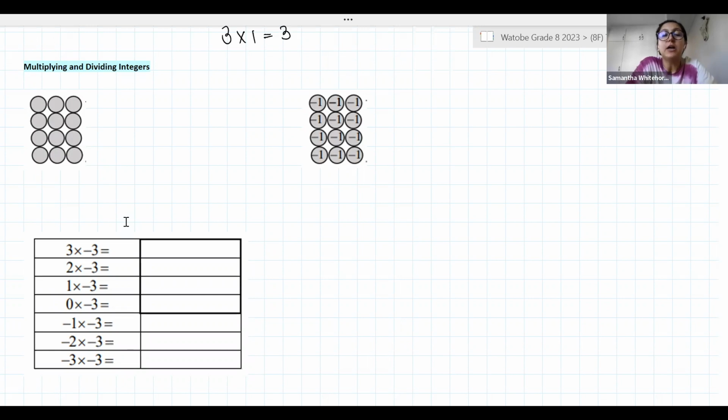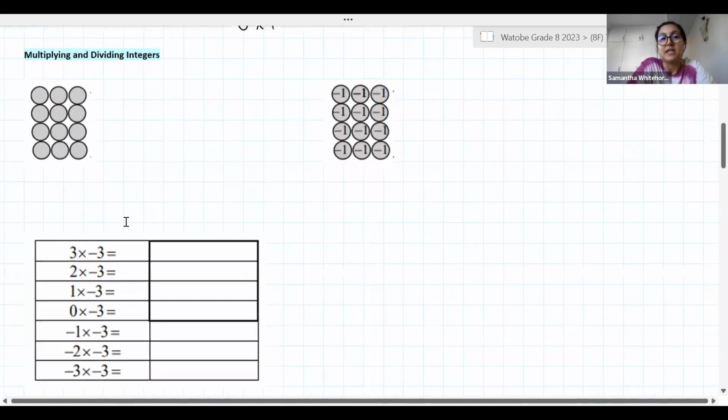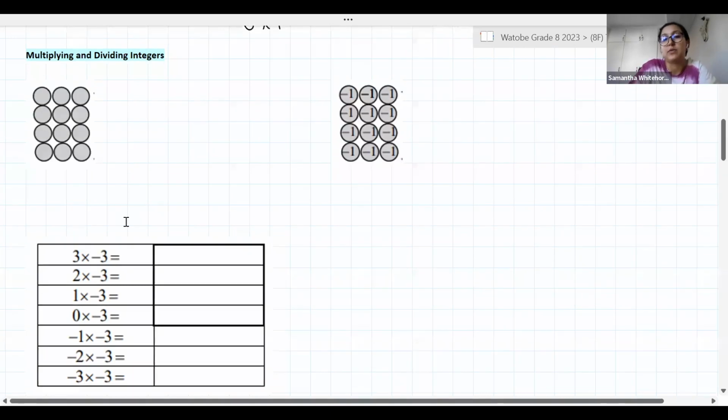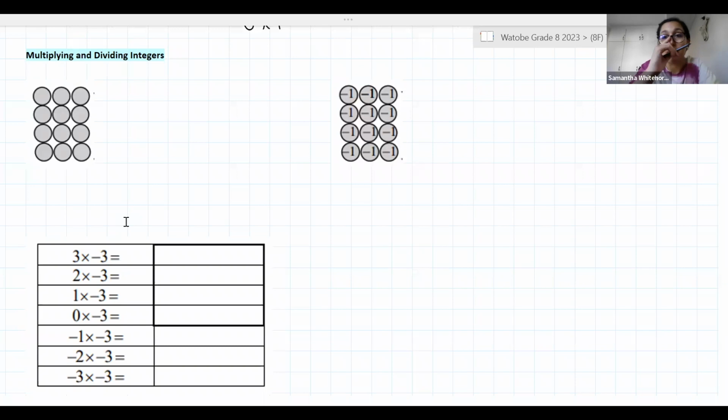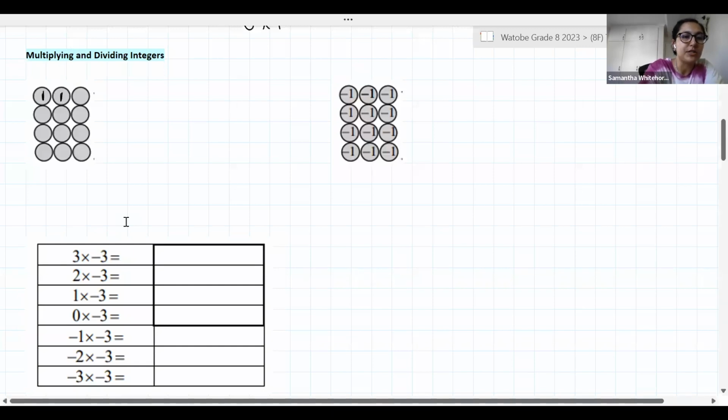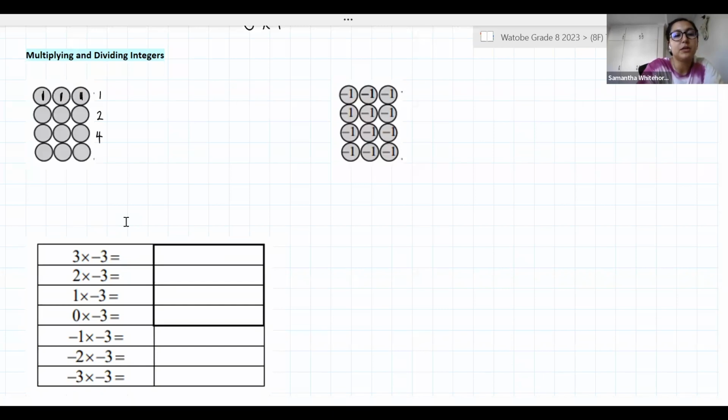All right, so when we're multiplying and dividing integers, there's some very important things that we need to remember. But let's just chat quickly about what multiplication is. Multiplication is essentially adding the same group of numbers a certain amount of times. So if each of these little circles represented 1, what I'm doing is adding 4 groups of 3 ones, right?